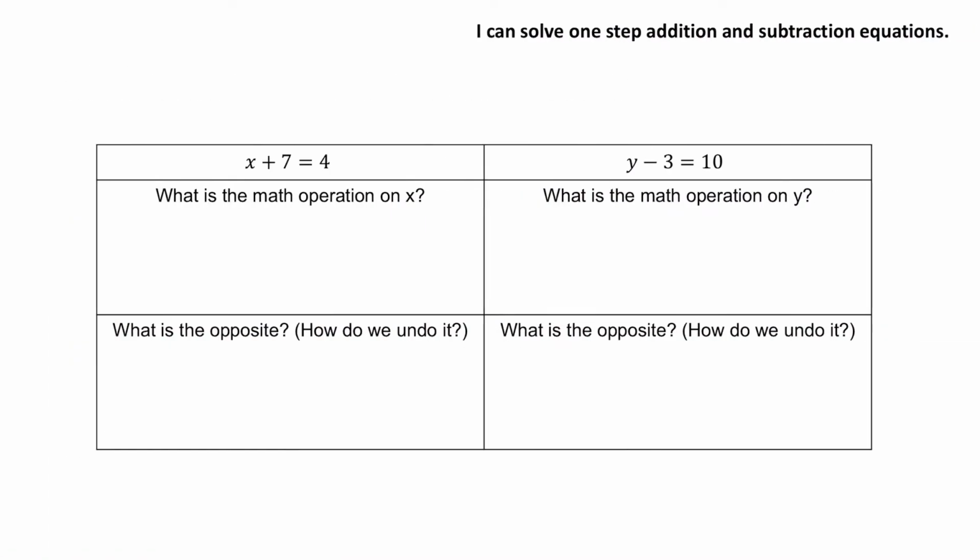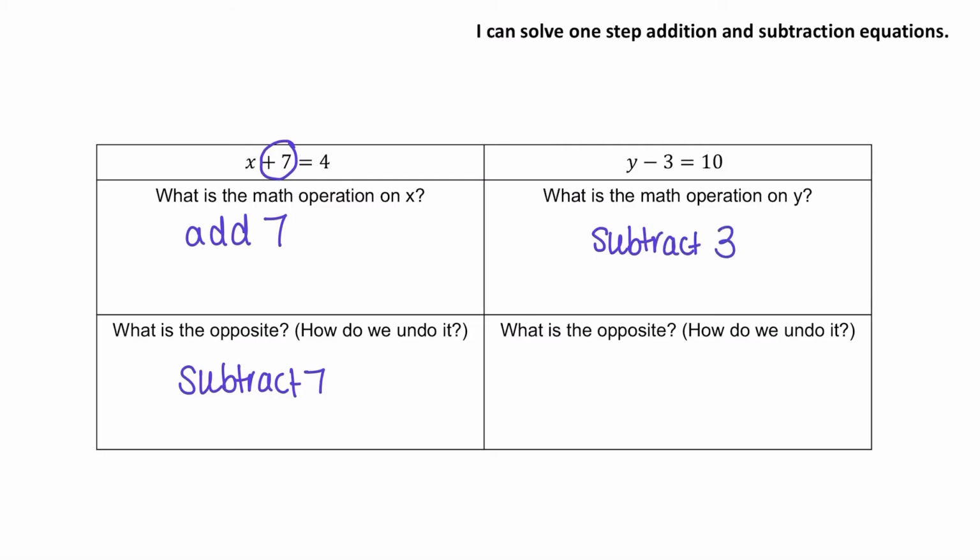So let's look at these problems. We have x plus 7 equals 4. What is the math operation that's happening to x? Well, notice I have this plus 7. That means that I am adding 7 to x in this equation. I need to find the opposite. What's the opposite of adding? Well, it's subtracting, right? So if I subtract 7, I can undo this operation. Similarly, what about y minus 3 equals 10? The math operation on y is that we are subtracting 3. The opposite of subtracting is to add. So if we add 3, we can undo this operation.